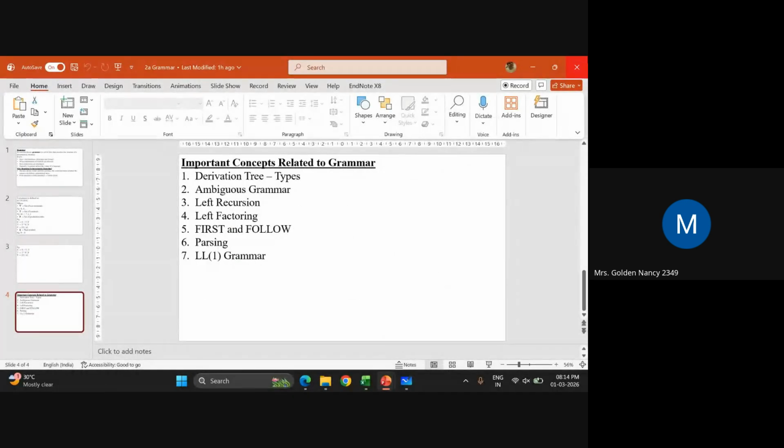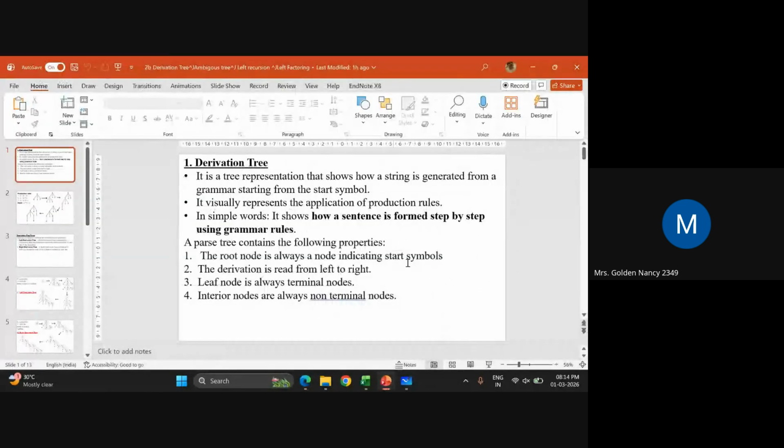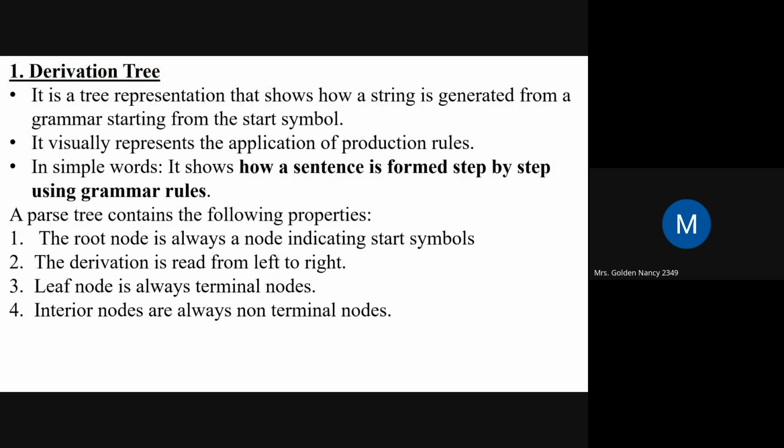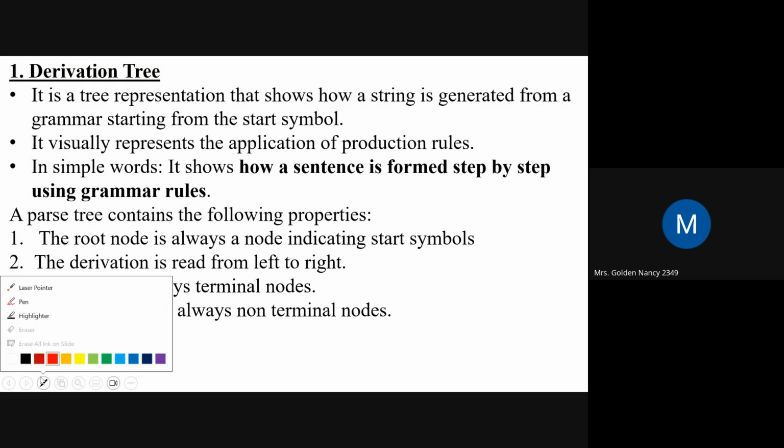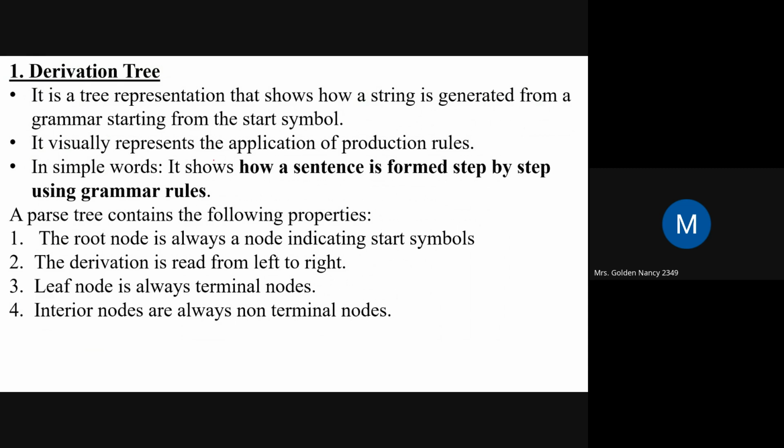So first we'll start with derivation tree. This is just a basic introduction of what a derivation tree is. It's a tree representation that shows how a string is generated from grammar, starting from the start symbol. Whatever I did earlier, where I generated a string from the grammar, the same way you can use the tree method to generate it. That tree is called a derivation tree. It visually represents the application of production rules and how the tree is generated. In simple words, it shows how sentences form step by step using grammar rules, that is, how the string is generated.